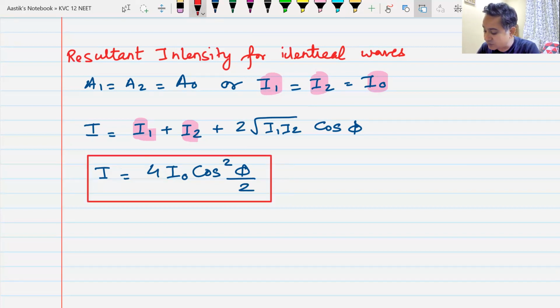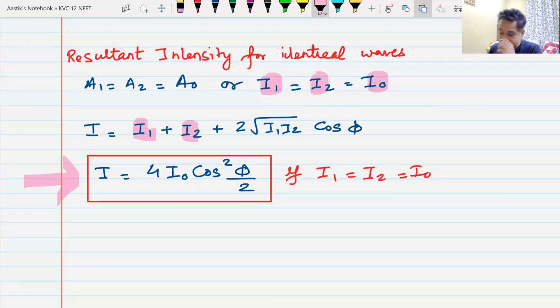But again, this formula is only valid if I1 is equal to I2 is equal to I0. Remember, it's a very important formula that you should never forget. But it is only valid when I1 and I2 both are equal and same as I0. Having said that, have you noted this formula? Yes, sir. Okay.